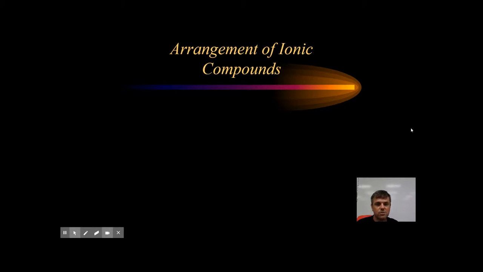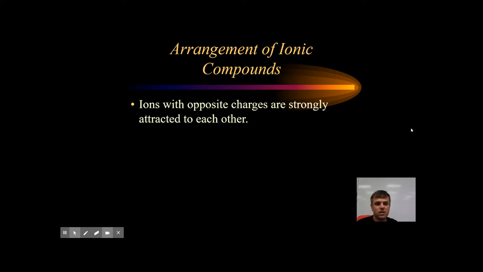So first, we're going to talk about ionic compounds. In ionic compounds, ions with opposite charges are strongly attracted to each other. For instance, this potassium ion and this chloride ion, since the potassium has lost an electron and is positively charged, the chloride has gained an electron and is negatively charged, they are attracted to each other like magnets.